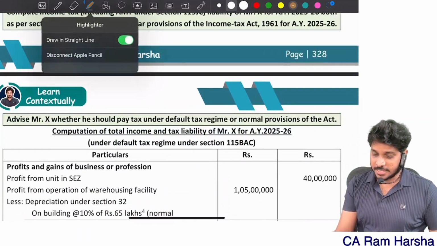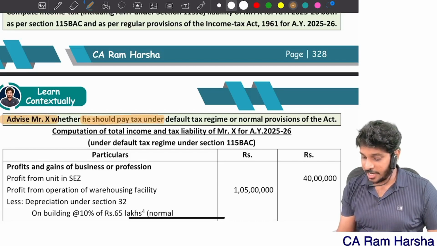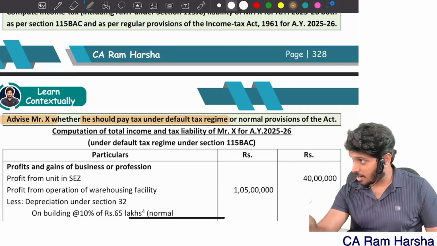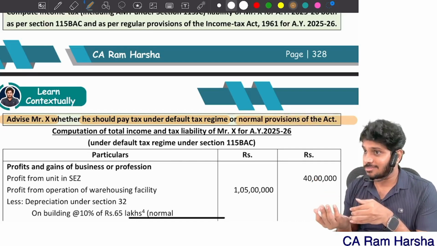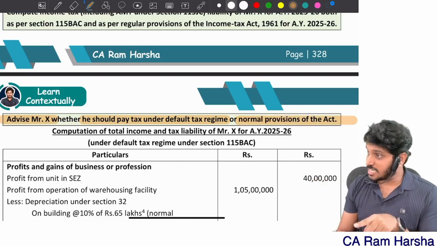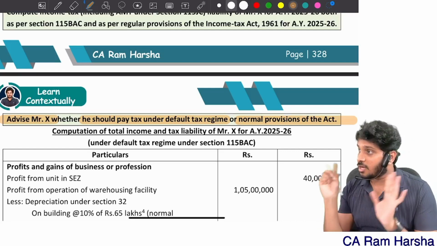Here they are asking, X is an individual. They are asking whether he should pay income tax on the default tax regime or the normal tax, which means probably this might be his first year. So he is in a dilemma. He is a business person. He has a doubt whether to go for the default tax or the optional tax regime.